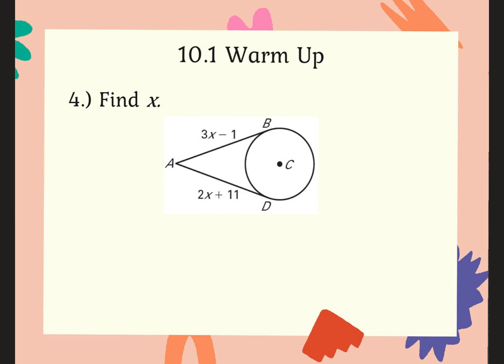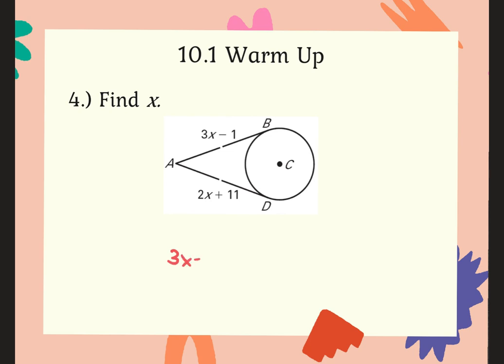All right, so in 10.1, we did some vocab, right? And then we talked about two theorems in particular. One says that if a line is tangent to a circle and it intersects the radius, it hits it at a right angle, so it's perpendicular. And the second, this one, the ice cream cone shape, says that if two segments that are tangent to the circle have the same endpoint, then they are congruent. So these two would be congruent.